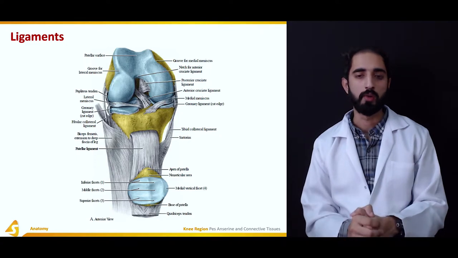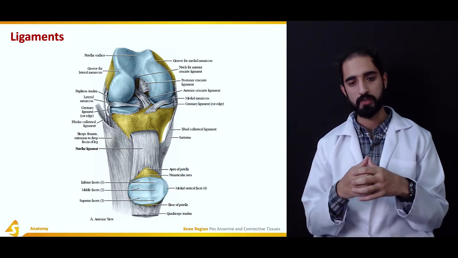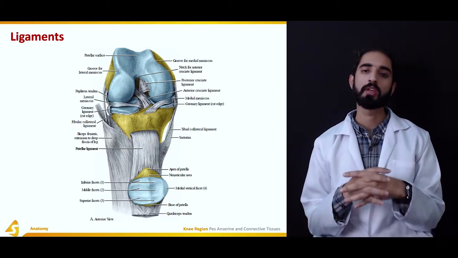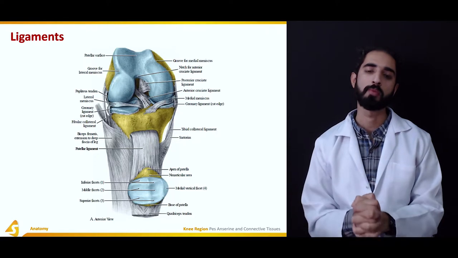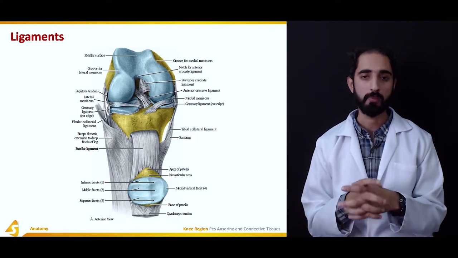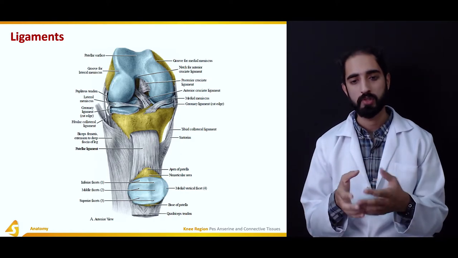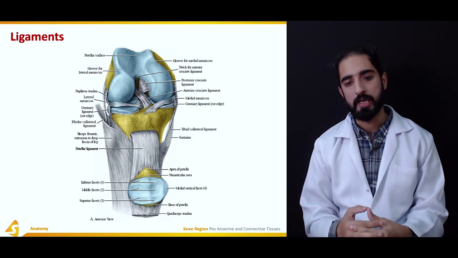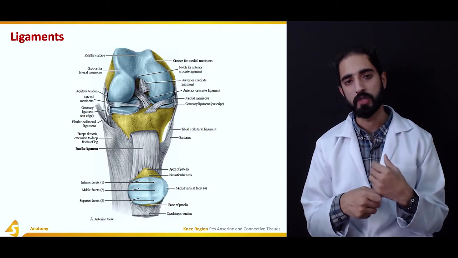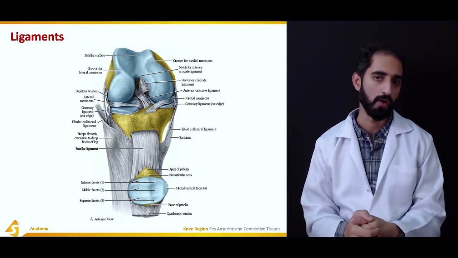Now, talking about the connective tissue of the knee region, we have the ligaments of the knee region. The most important ligaments are the anterior and posterior cruciate ligaments and the medial and lateral collateral ligaments. The anterior and posterior cruciate ligaments are actually named after their attachment with the tibia. The anterior cruciate ligament attaches to the anterior aspect of the tibia, whereas the posterior cruciate ligament attaches to the posterior aspect of the tibia. The anterior cruciate ligament limits the anterior translation of the tibia on the femur, whereas the posterior cruciate ligament limits the posterior translation of the tibia on the femur.